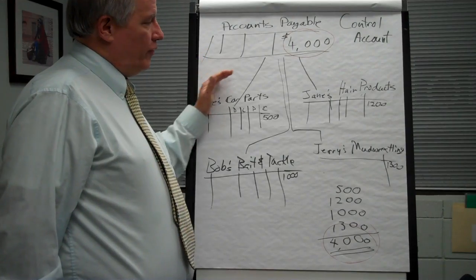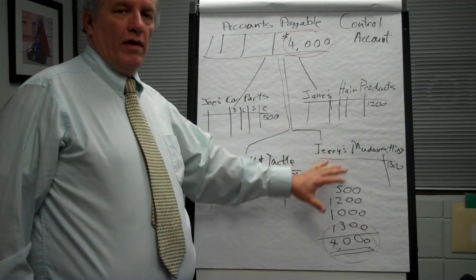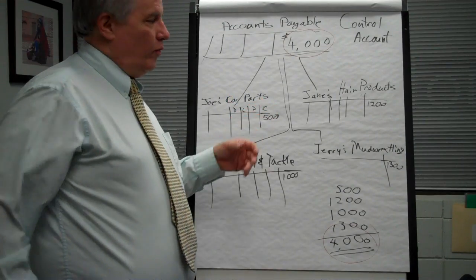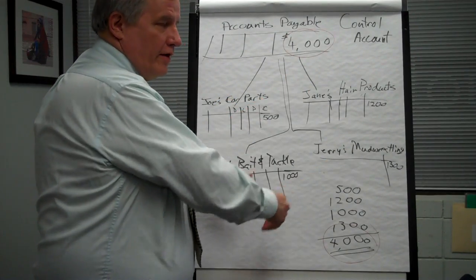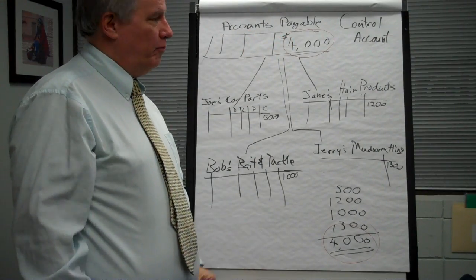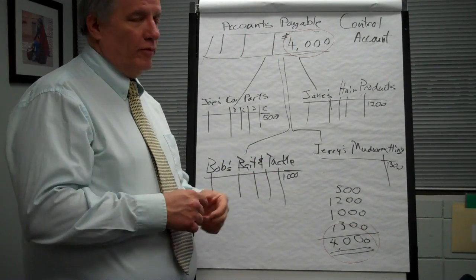The subsidiary ledger keeps up with a lot of information that we need, but that we don't want to clutter up the general ledger with. We do all the little dirty work down here, and the general ledger looks clean and pretty and makes us happy when we see it. So that's a subsidiary ledger.